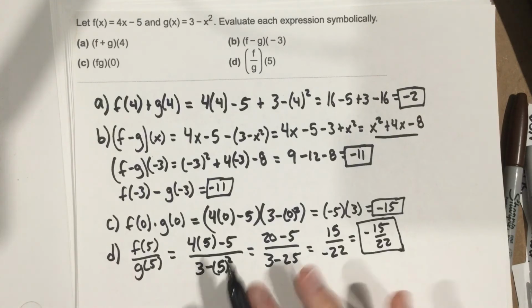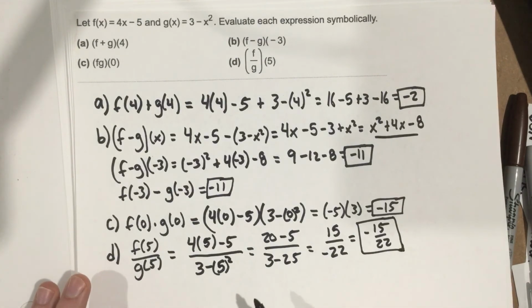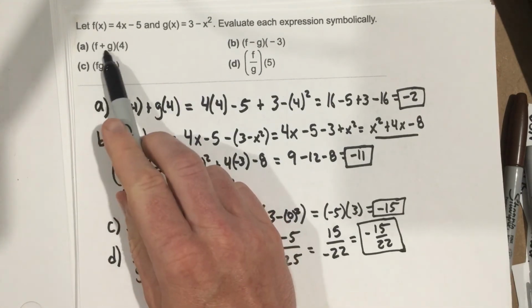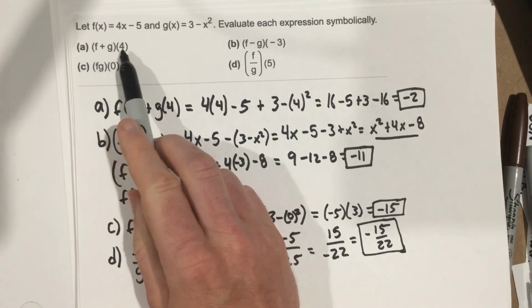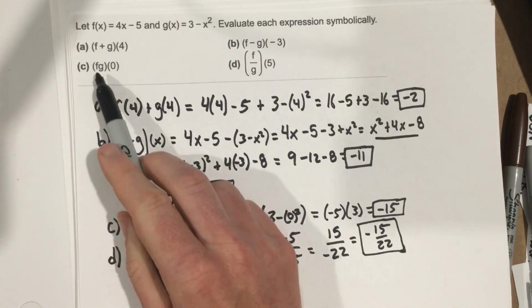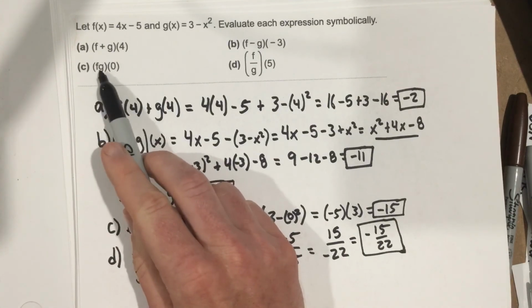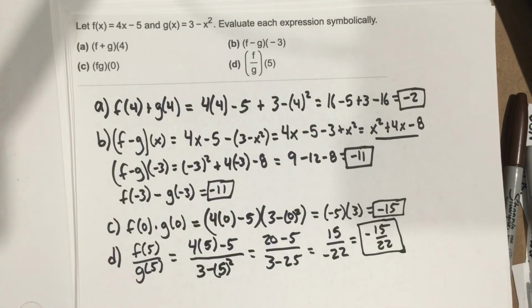So I hope you can see there's multiple ways to go about solving these. I think the easiest way is when you see f plus g of 4, that means f of 4 plus g of 4. I'm plugging 4 into both functions. f times g, I'm plugging 0 into both functions and multiplying the solutions, so on and so forth.